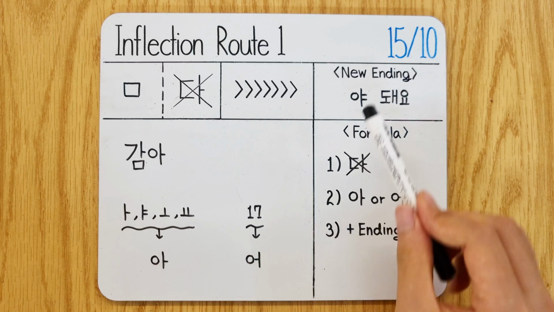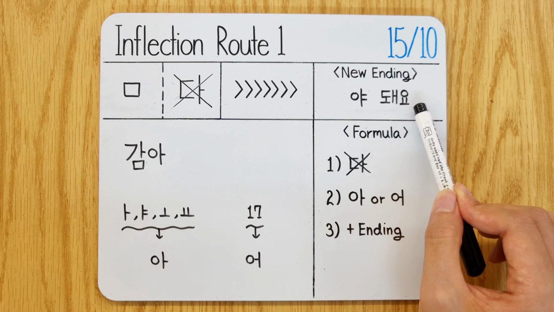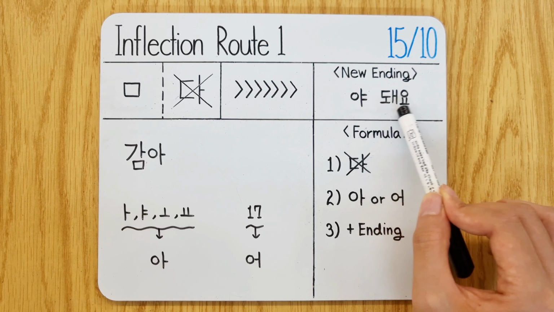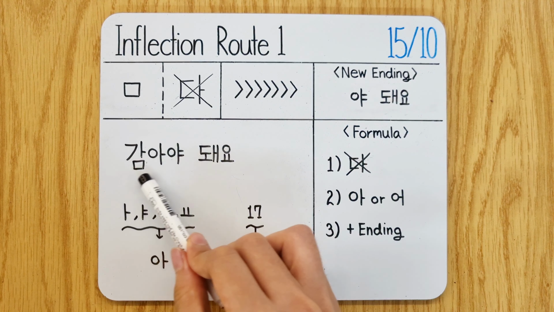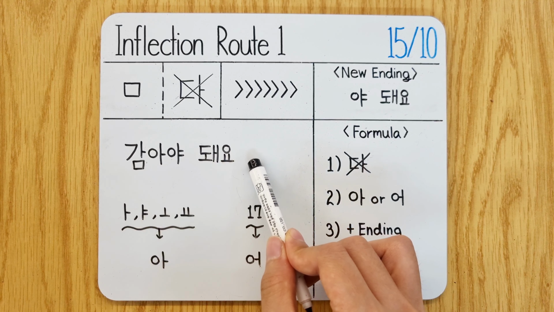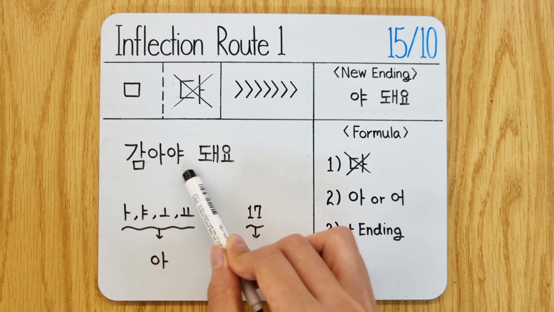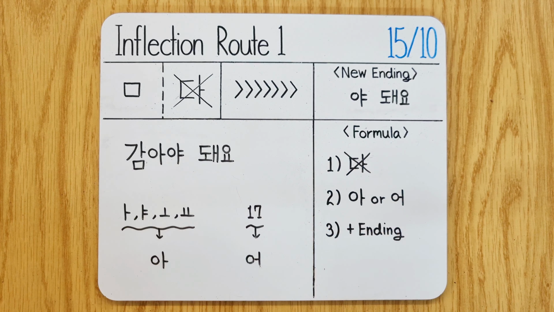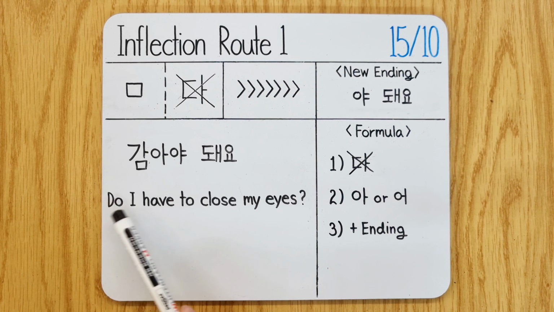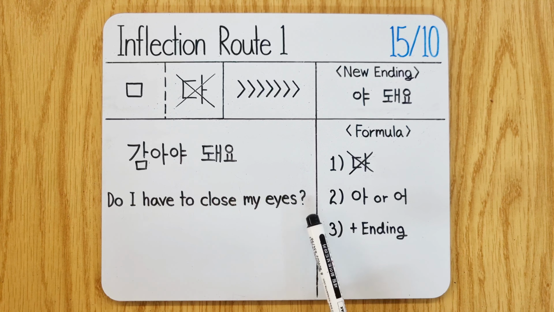This time, let's use the ending for have to. 야 돼요. 감아야 돼요, which is no longer just close. Now it's have to close. We can use it as practice. For example, when we say something like, do I have to close my eyes?